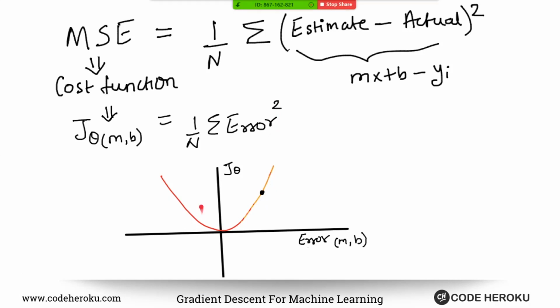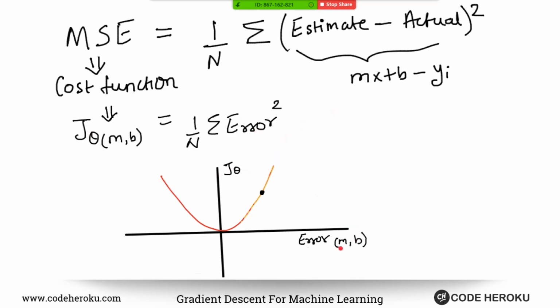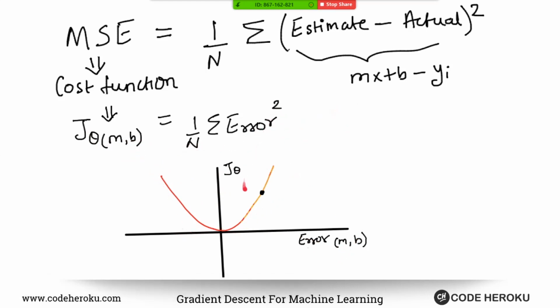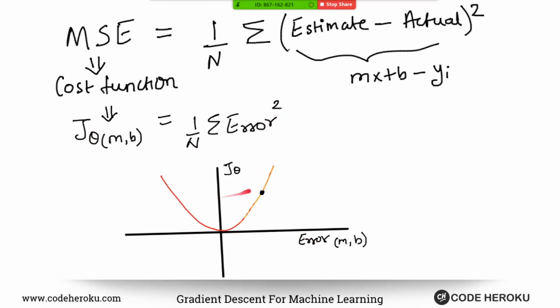How do we get this graph? If you put J on the y-axis and this error on the x-axis, how does a graph of y equals x squared look like? It looks like a parabola. If error is 0, J will be 0. If error is negative, J will still be positive because the negative squared will be positive. And this is what the graph is going to look like.